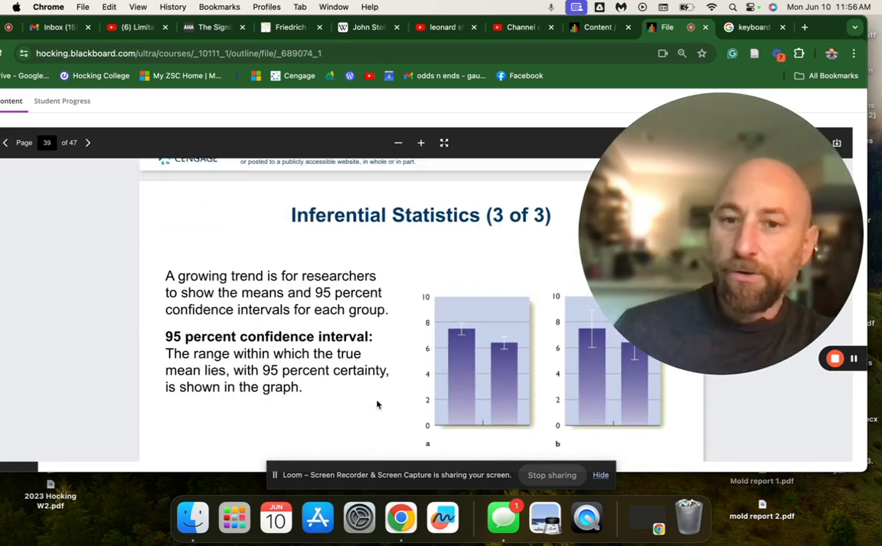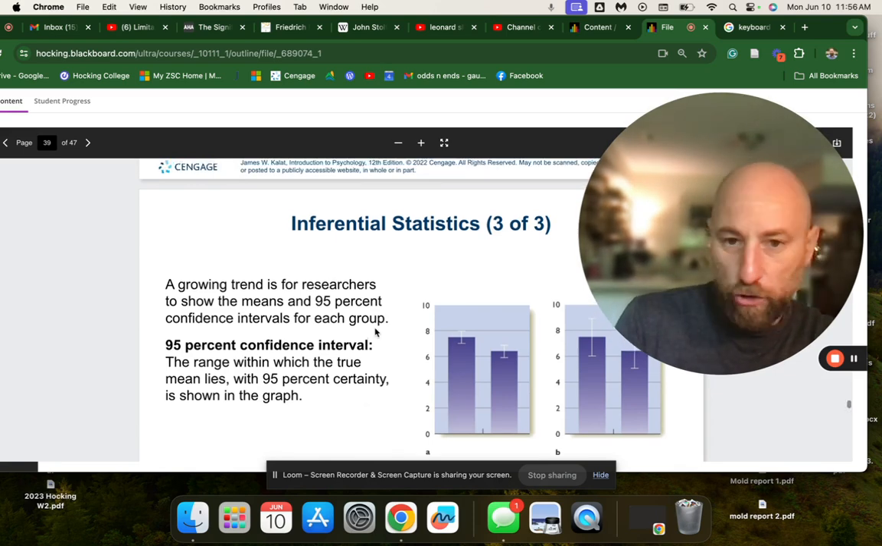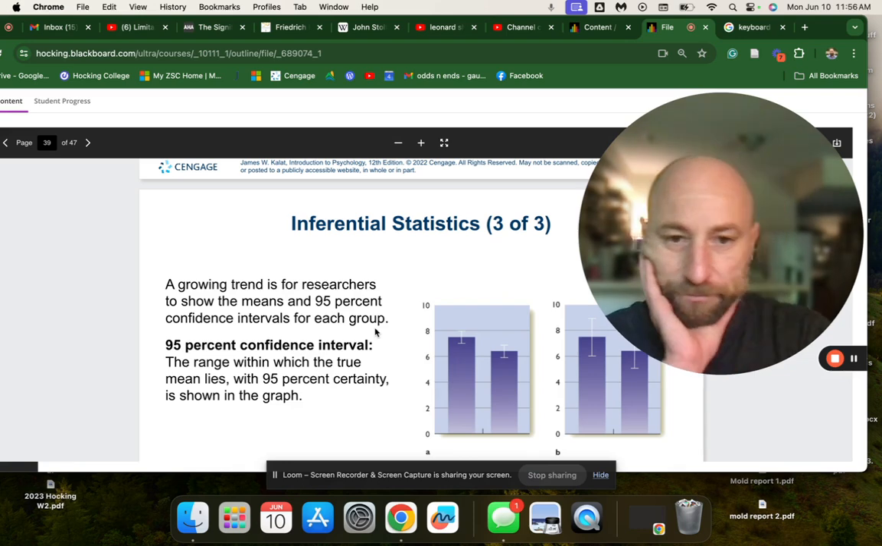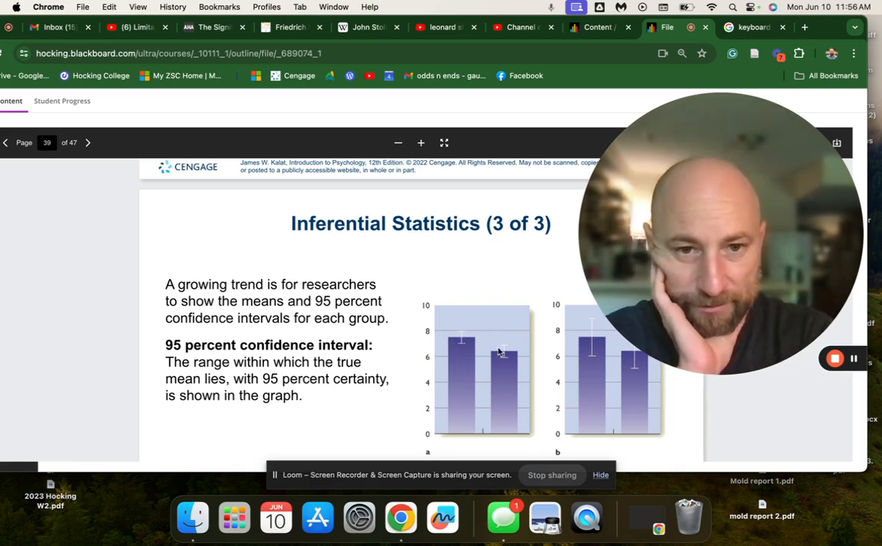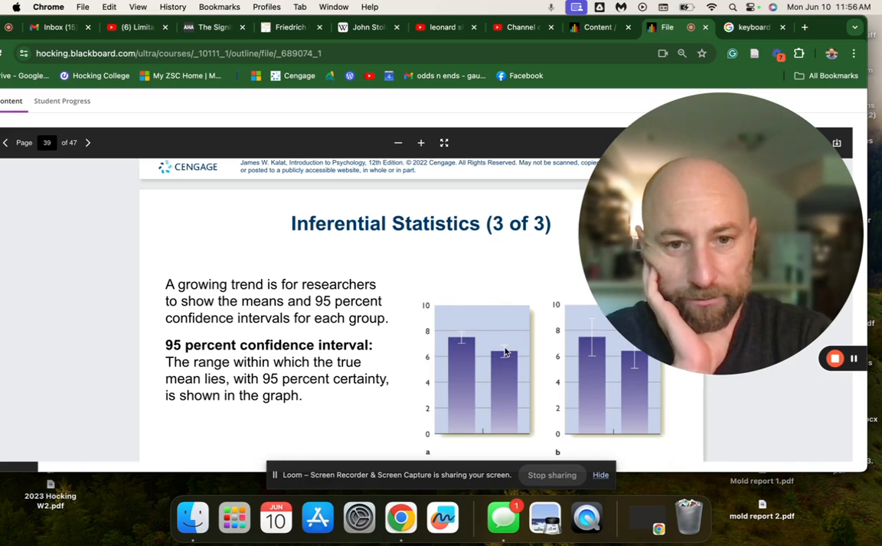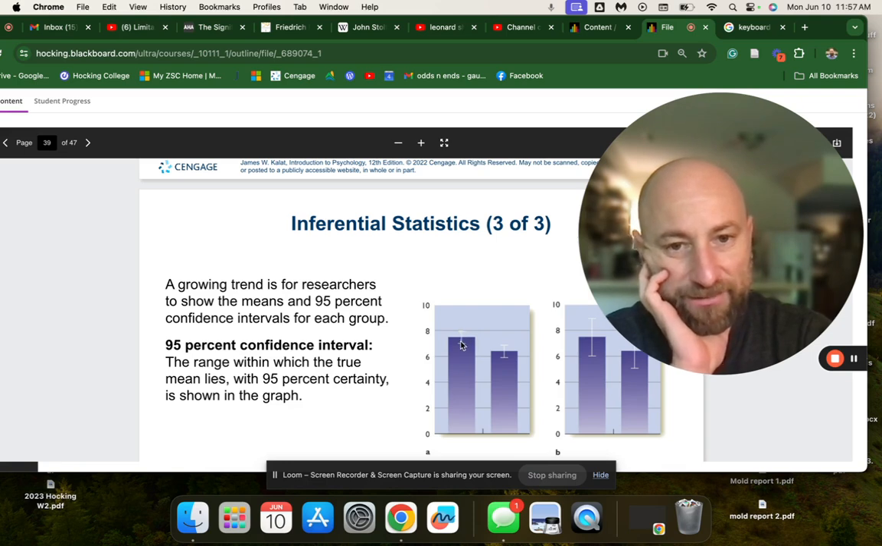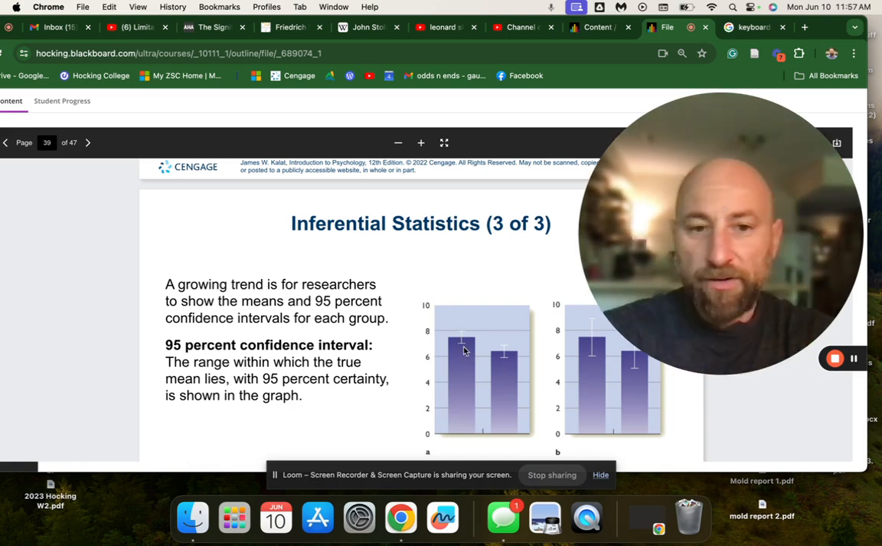Okay. A growing trend for research is to show the means and the 95% confidence intervals for each group. 95% confidence interval, the range within which the true mean lies with 95% certainty. So in these examples, this little bar here, this little I-shaped thing, is showing that there's a 95% chance that the true mean lies somewhere in this range. The top of this bar was our actual observed mean. So you can think about your weight. Say you weigh yourself every day.